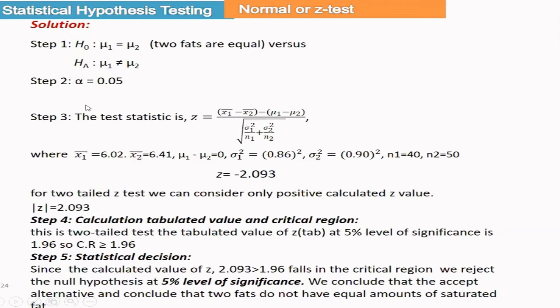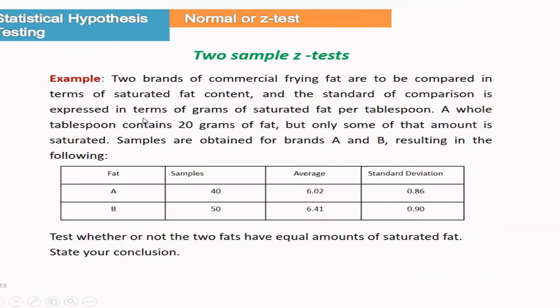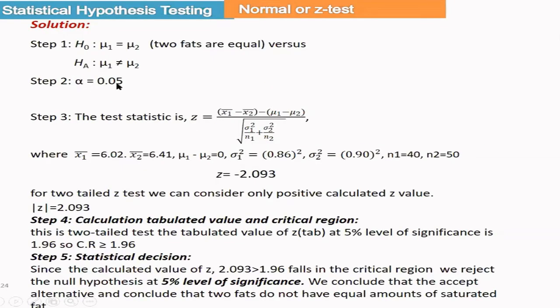Remember, in the second step, the level of significance is not given. I told you, if it is not given, you have to take 5%. So alpha equals 0.05. We have to take the level of significance as 5%.